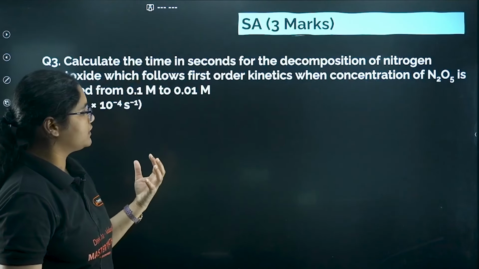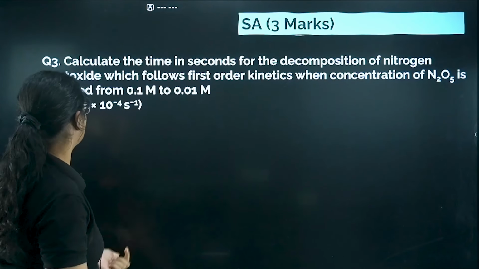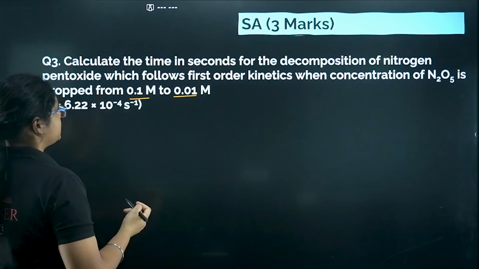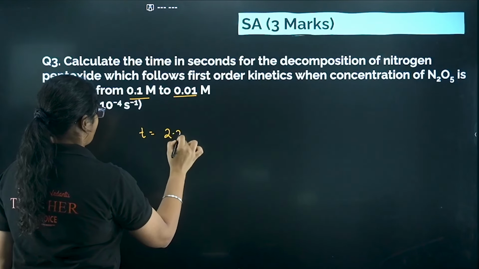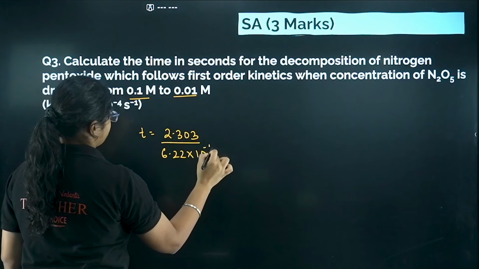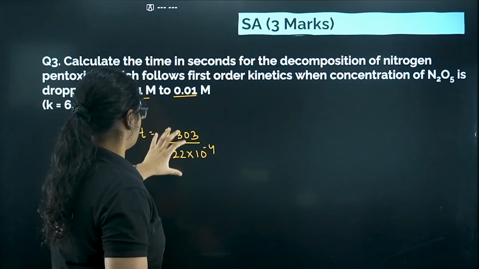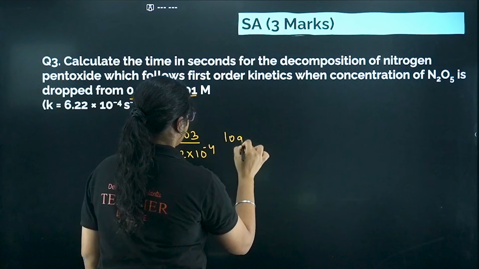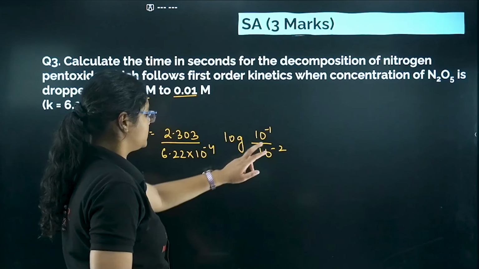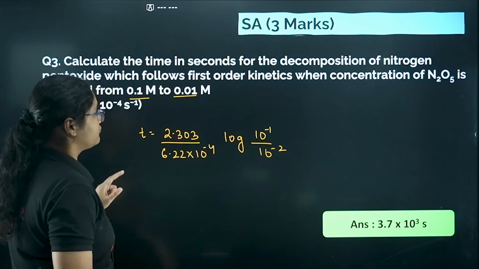Calculate the time in seconds for the decomposition of nitrogen pentoxide, which follows first order kinetics, when the concentration of N2O5 is dropped from 0.1 to 0.01. Again, same formula, it's a first order reaction. We can directly calculate t is equal to 2.303 by k, where k value is 6.22 into 10 to the power of minus 4, log of A naught by A. That is 10 to the power of minus 1 by 10 to the power of minus 2. So you just need to solve this value and you will get 3.7 into 10 to the power of 3 seconds.